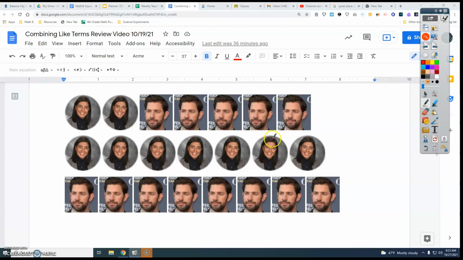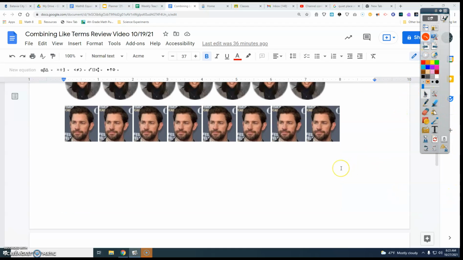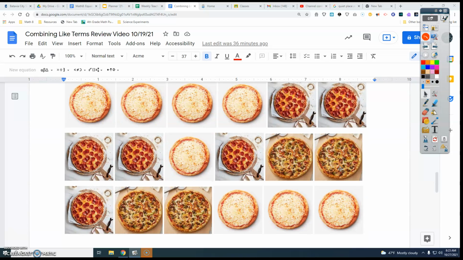So, our next example, still a real-life example. Let's talk pizza. All right, so in this case, if I look at these pictures, you should automatically say to yourself, okay, well, Mr. Frechette, I have 3 different kinds of pizza here. Well, yeah, you do. You have cheese pizza, you have pepperoni pizza, and you have my favorite, supreme pizza. Now, what does that mean? Well, in terms of like terms or combining like terms, I have 3 different things here.